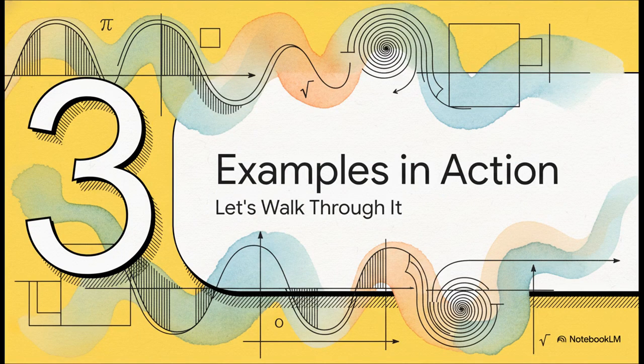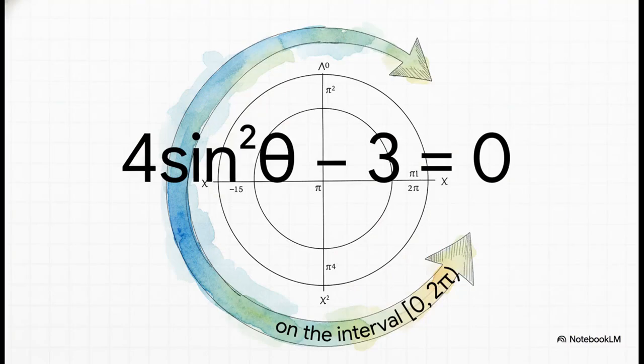Okay, theory is great and all, but the best way to really get this is to see it work. So let's dive into some examples and walk through this process together step by step. Let's circle all the way back to that very first problem I showed you. We're going to solve 4 sine squared theta minus 3 equals 0 for all the angles on one full spin of the unit circle, from 0 all the way to 2 pi.